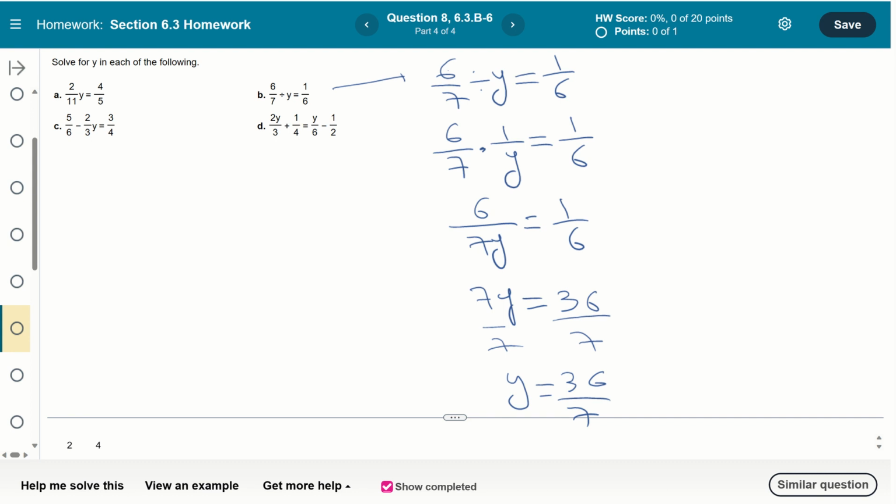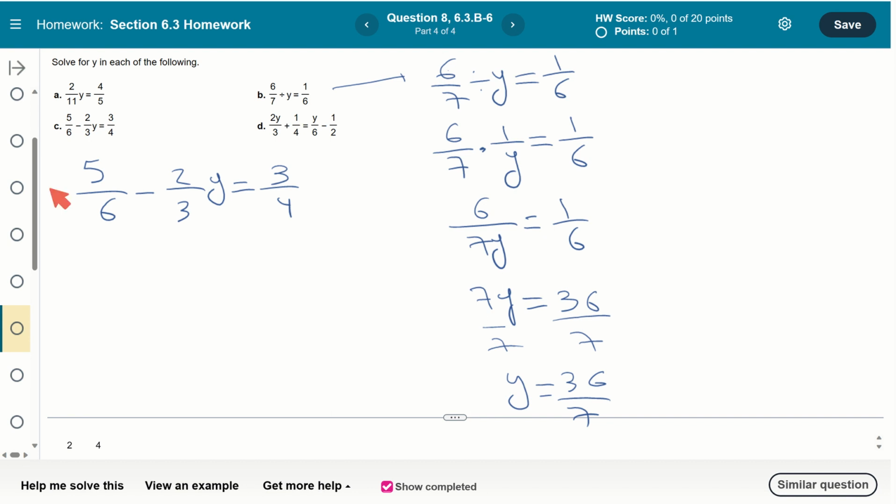All right, moving on to part C, we have 5/6 minus 2/3 y equals 3/4. We're going to do something clever here. We're going to use the LCD of all these denominators for a different purpose than we normally use the LCD for. We're going to find the LCD and we're going to multiply it by both sides, and that's going to help us clear all those fractions in one shot, which is really nice. Notice that the LCD of 6, 3, and 4 is 12. So here's what we're going to do.